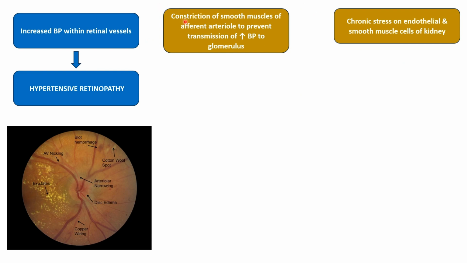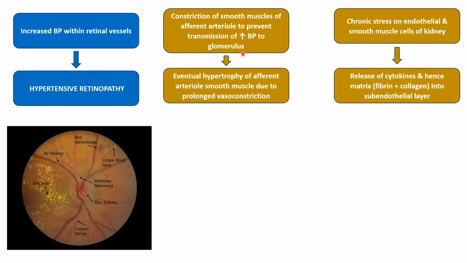So you have constriction of smooth muscles of the afferent arteriole, which is what we mentioned, to prevent the transmission of increased blood pressure to the glomerulus, because you don't want to damage it, because you have these really small fenestrations. There's lots of delicate structures. So the afferent arteriole tries to constrict to prevent this transmission of the increased blood pressure. And you also have this chronic stress on the endothelial and smooth muscle cells of the kidney. And you have eventual hypertrophy of the afferent arteriole.